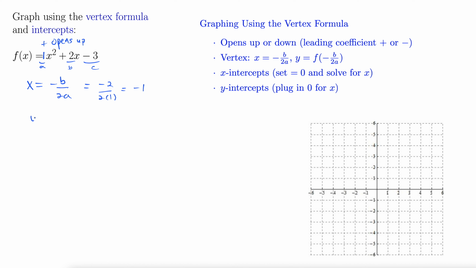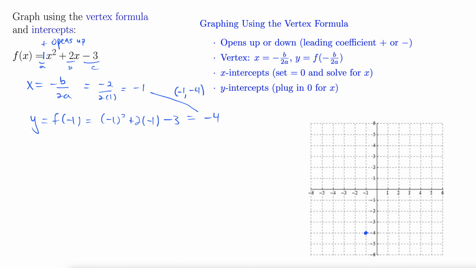Then for y, we simply plug this value back into f of x, so f of negative 1. So that's negative 1 squared plus 2 times negative 1 minus 3. So that's 1 minus 2 minus 3, so how about negative 4? We can put those two together to get a single vertex of negative 1, negative 4. Right, a nice ordered pair. And let's go ahead and graph that already. There we go. We're already 1 point down in graphing this thing.